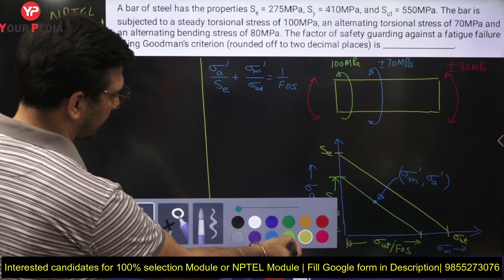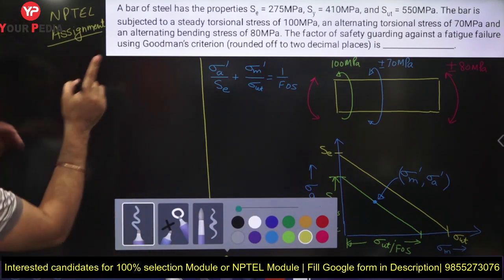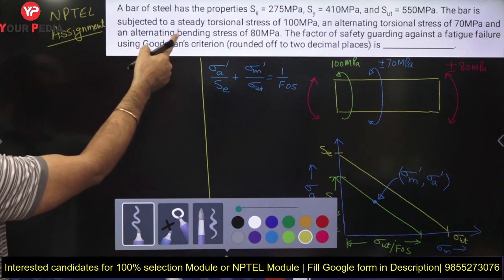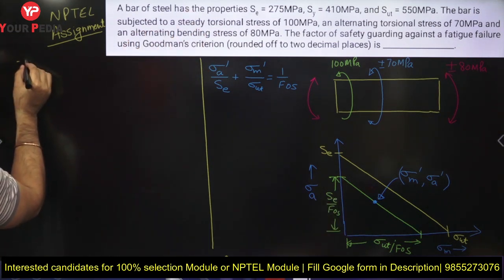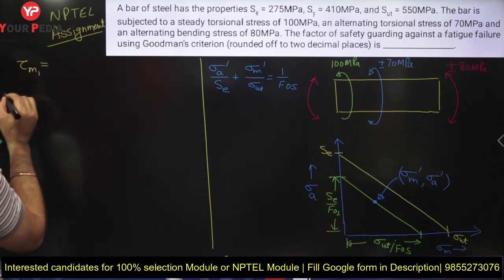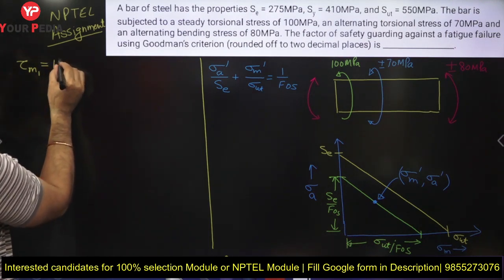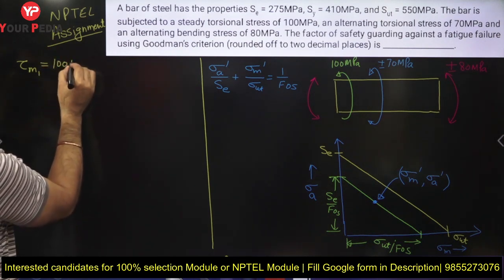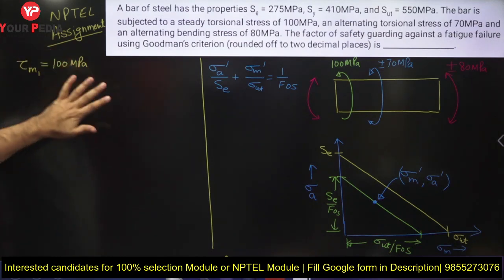So first, let us say I am writing this stress. Which one is the first? It is the steady torsional stress. How much is the steady torsional stress? I am denoting it as a mean. Steady means mean. Let us say I am denoting it as tau mean, which is equal to 100 megapascal. No amplitude of stress.